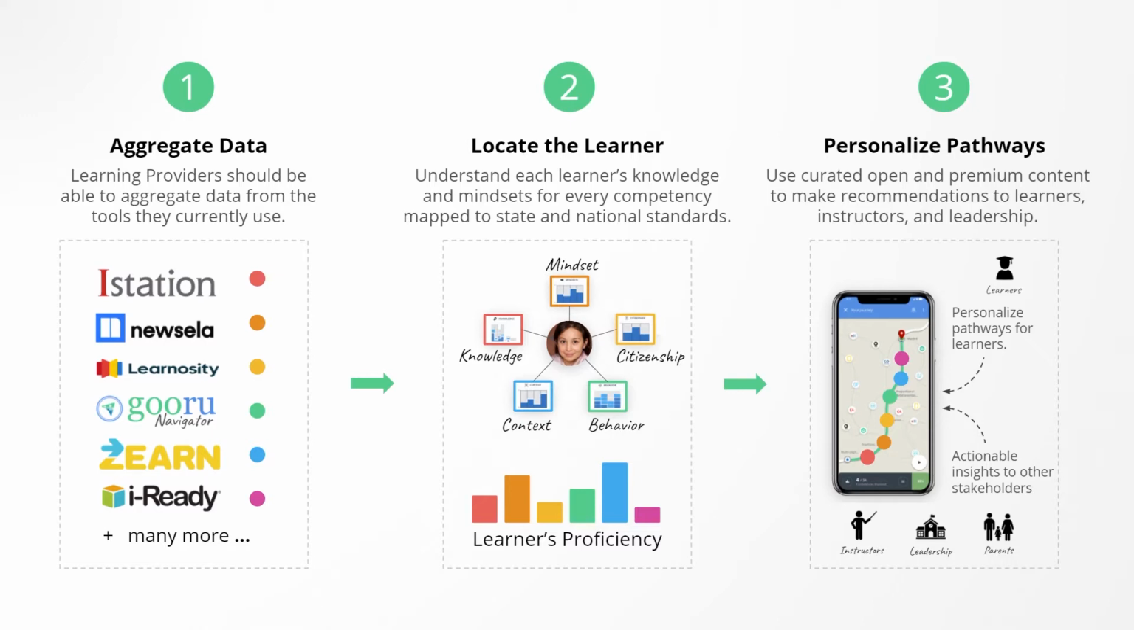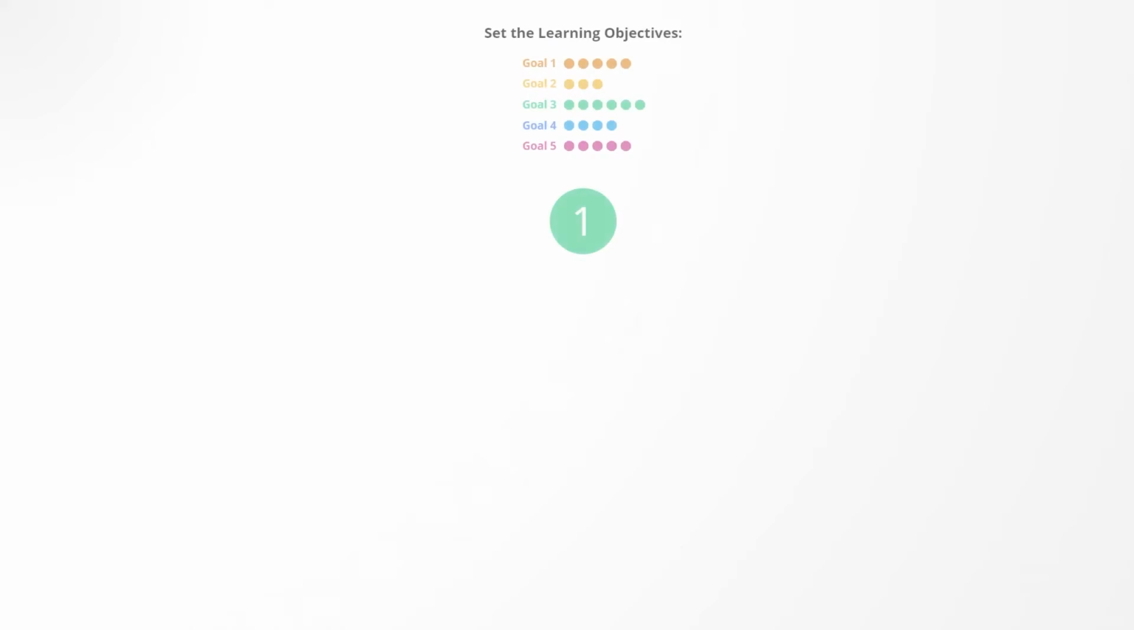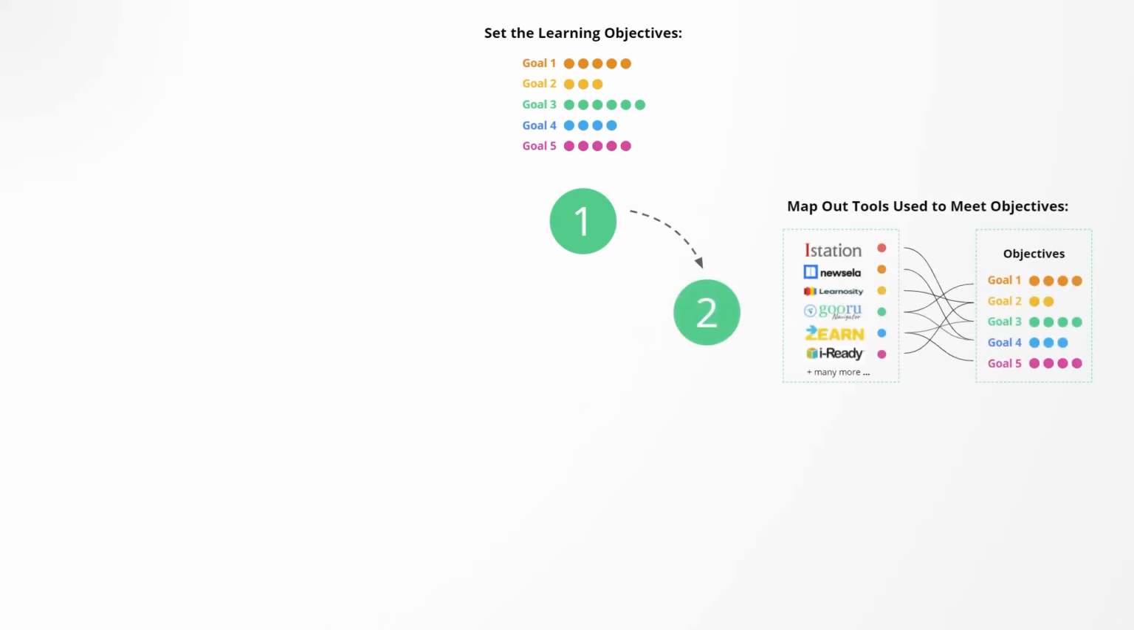It all comes together in 5 steps. Step 1. Set the learning objectives. For example, US school districts define goals for proficiency in core subjects, growth targets for their English language learners or learners with special needs, and teacher PD goals as part of the state accountability plans. Step 2. We map out tools used to meet these learning objectives, and this becomes your learning registry.